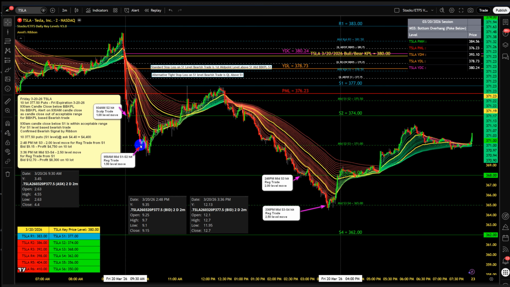9:58 a.m. hits mid S1, S2. That is now a 1.5 level move in your favor from S1 on this bearish trade. So that is your regular trade, 1.5 level move minimum threshold.